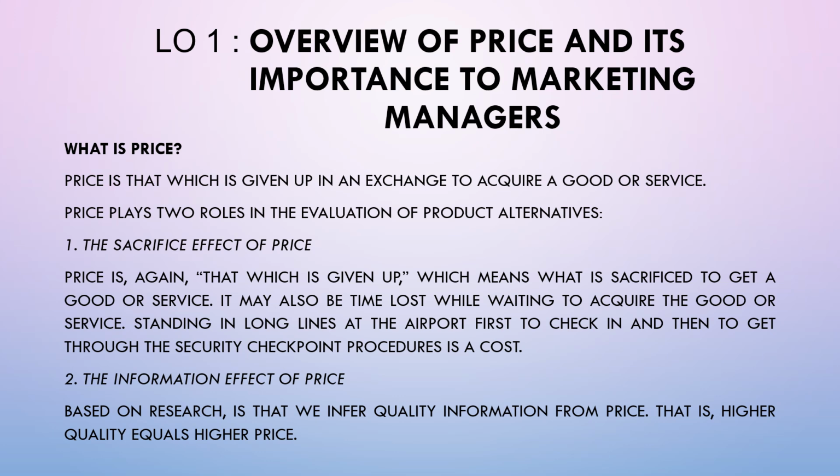So the first role is actually the sacrifice effect of price. Okay, that means again what is given up, which is of course the cost of you getting that particular product, and it also includes the time lost while waiting to acquire the product itself. All right, for example, the price of that particular product is so cheap. However, in order for you to buy that cheap product, you have to wait in a very long queue, okay, or you have to wait a very long time for orders before you are able to get it. So there will be loss of time, loss of effort, or even the waiting time that you need to wait for that particular product before it arrives to you, right?